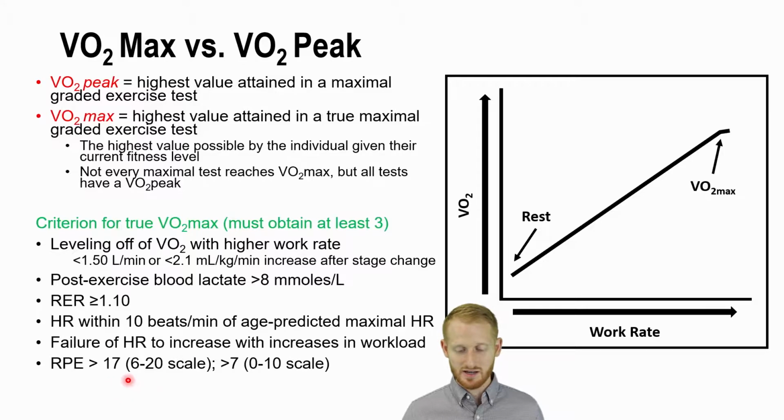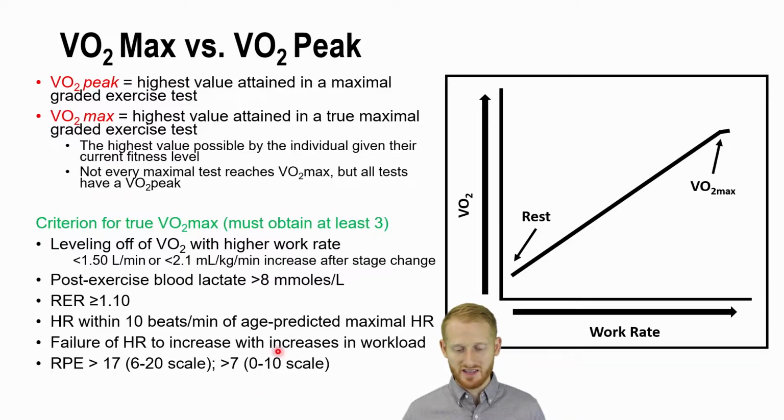The last criterion here is an RPE, so a rating of perceived exertion, greater than 17 on the 6 to 20 scale or greater than 7 on the 0 to 10 scale. So this is how hard the person perceives the exercise to be. So this is their own perception. This is a subjective measurement of exercise effort.